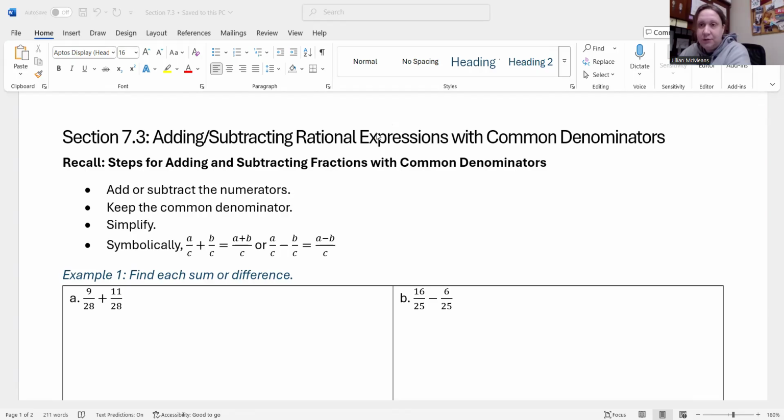So this is completely different than multiplication and division. With multiplication and division, we simplified first, then we did the multiplication, okay? With addition and subtraction, you have to do the addition or subtraction first, and then you simplify last. That's just how it has to be.